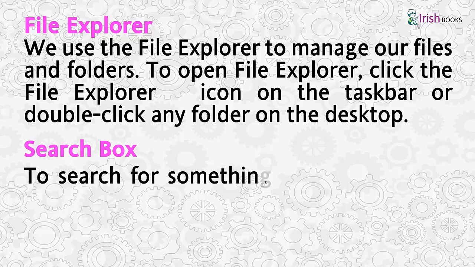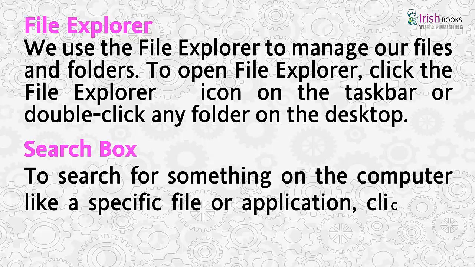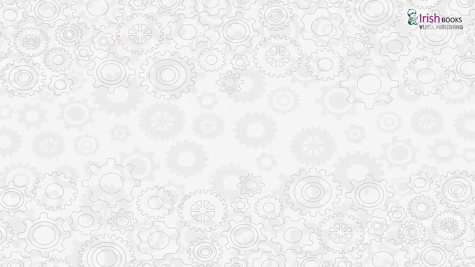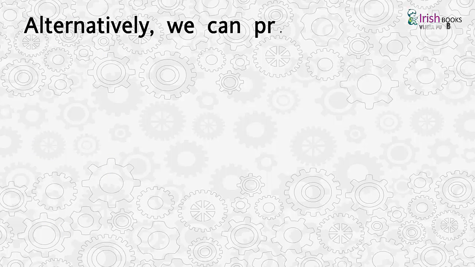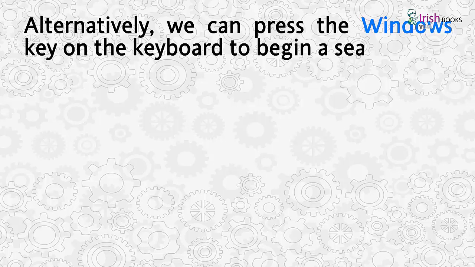Search box. To search for something on the computer like a specific file or application, click the Start button and then start typing. Alternatively, we can press the Windows key on the keyboard to begin a search.